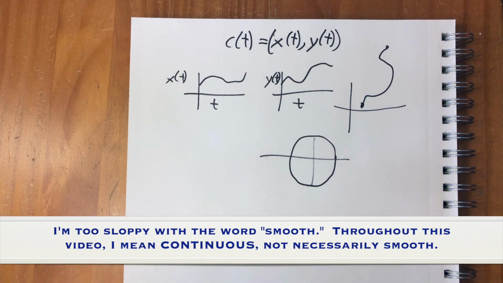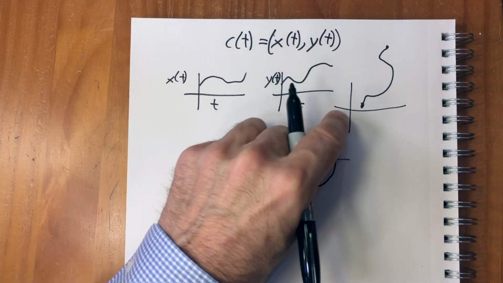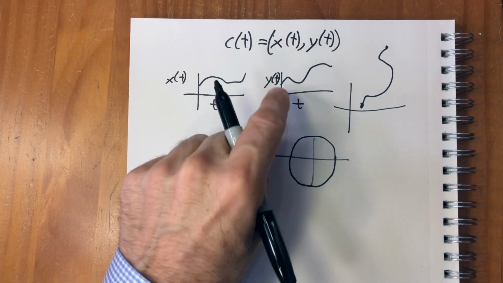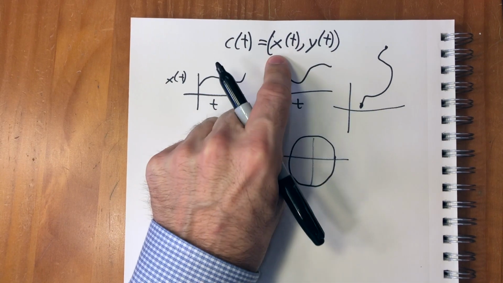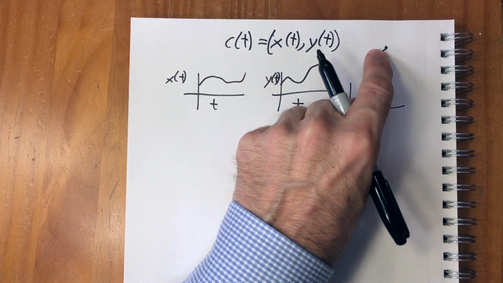So the way that I think of it, that I have trouble believing, is that if you take a curve, you can just name the two functions, the two one-dimensional functions that will create this curve.